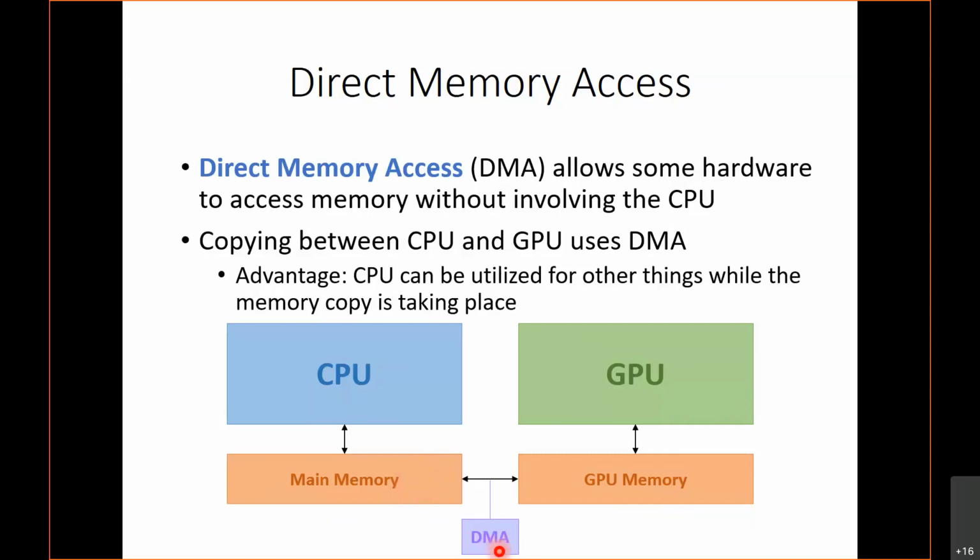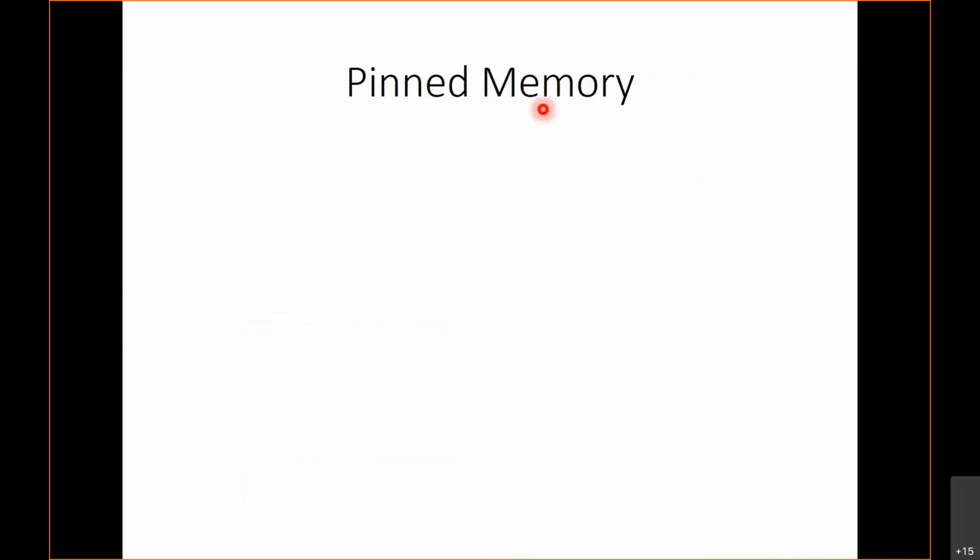So when we give the DMA a physical address to start copying, what do we have to do with the memory at that physical address? Lock it. Right, we have to lock it. We have to make sure that that memory does not get moved by the OS, doesn't get swapped by the OS. And that is what pinned memory is.